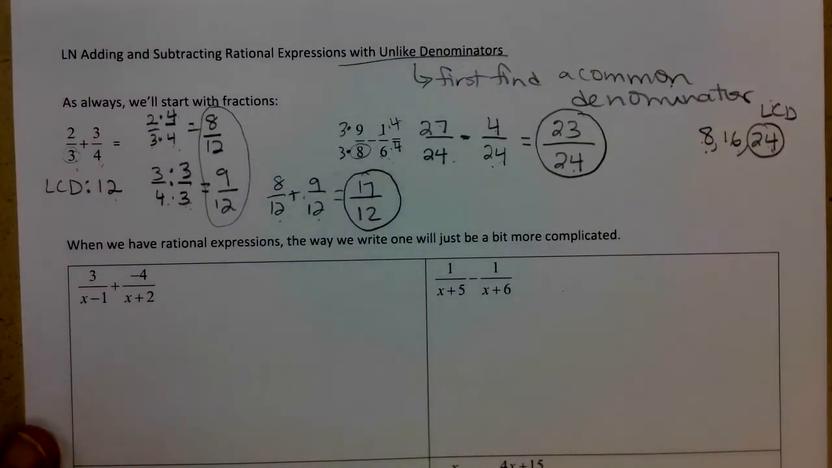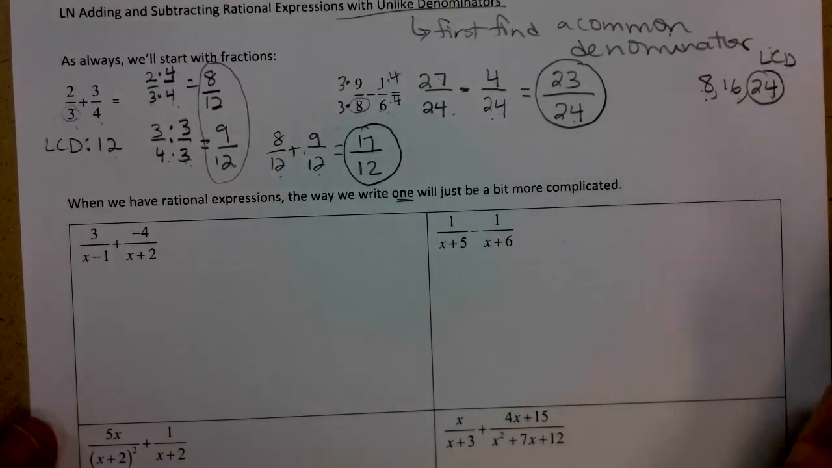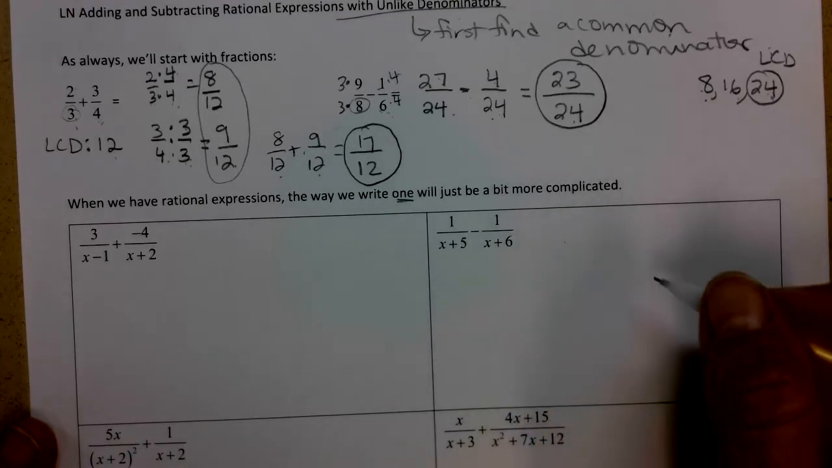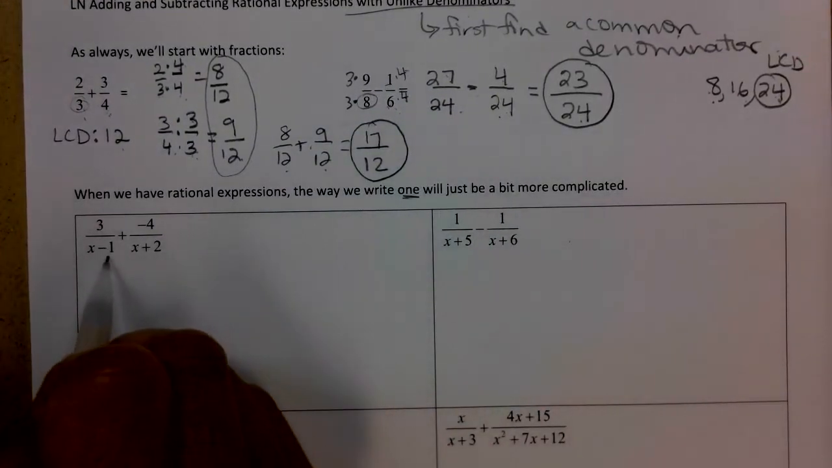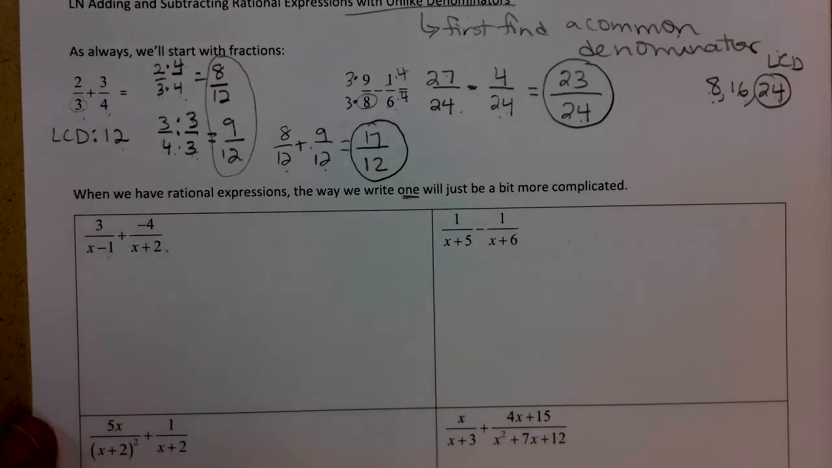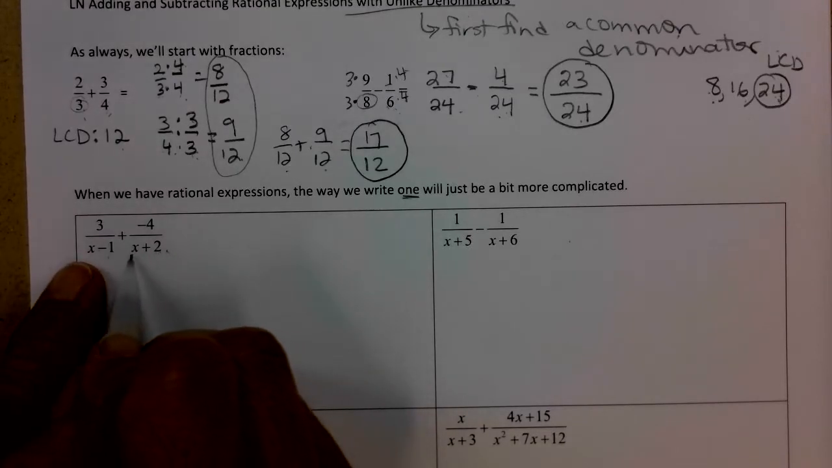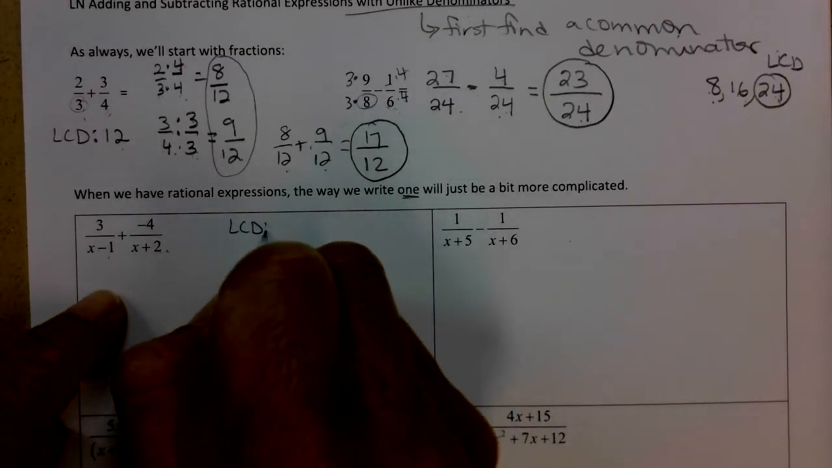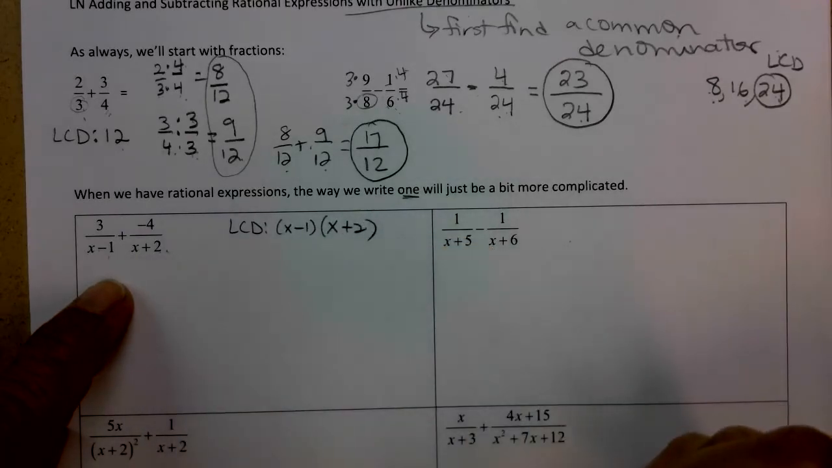All right, so now, when we have rational expressions, the way we write that one, right, it's going to be a little bit more complicated, but it's the same idea. So a fraction is equal to 1 if you have the exact same thing on the top and the bottom. So 3 over x minus 1 plus negative 4 over x plus 2. So your denominators, they have nothing in common. No factors in common. Okay? So your LCD is going to be both of those. I need both the x minus 1 and the x plus 2.